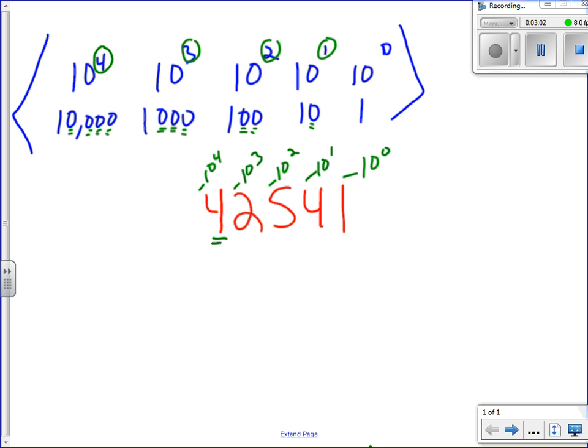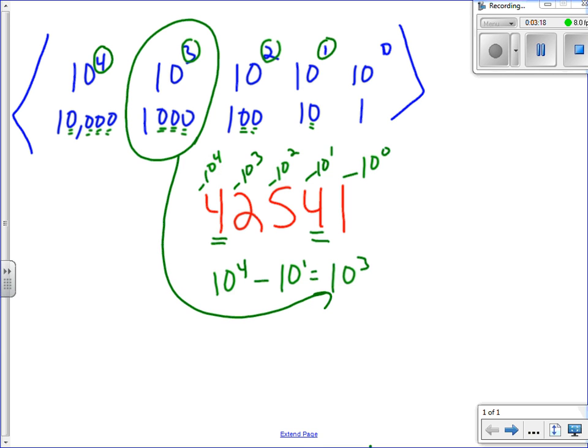So I want to compare this 4 in the 10,000s place value and this 4 in the tens place value. So I can do 10 to the 4th minus 10 to the 1st equals 10 to the 3rd. And I know my 10 to the 3rd is thousands right there. So when I compare the 4s, I could say the 4 in the 10,000s place is 1,000 times greater than the 4 in the tens place. Or I could switch that around and I could say the 4 in the tens place is 1,000 times smaller than the 4 in the 10,000s place.